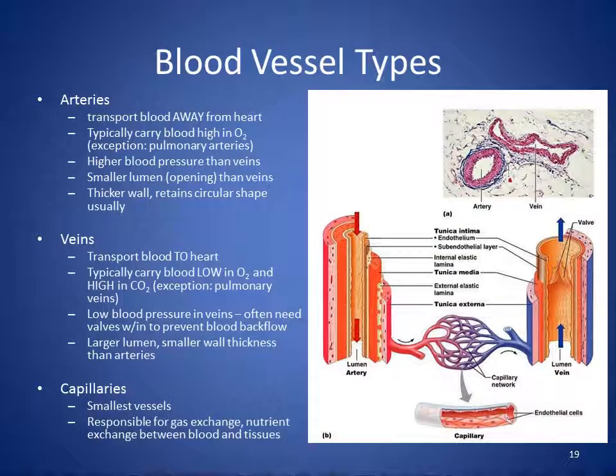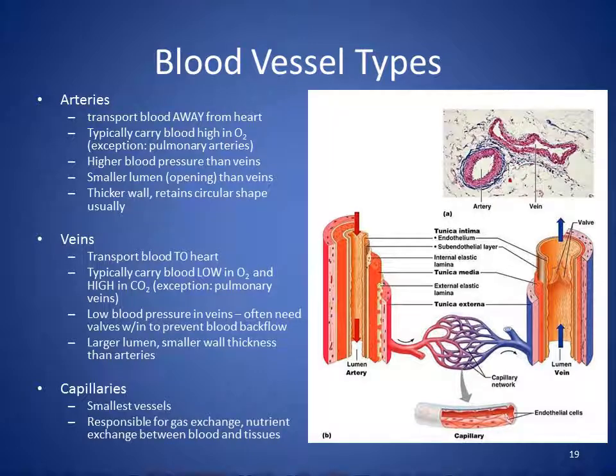There are various types of blood vessels, and these include arteries, veins, and capillaries. Arteries transport blood away from the heart and typically carry high concentrations of oxygen. An exception to this are the pulmonary arteries. They have higher blood pressure than veins, smaller lumens, and thicker walls.